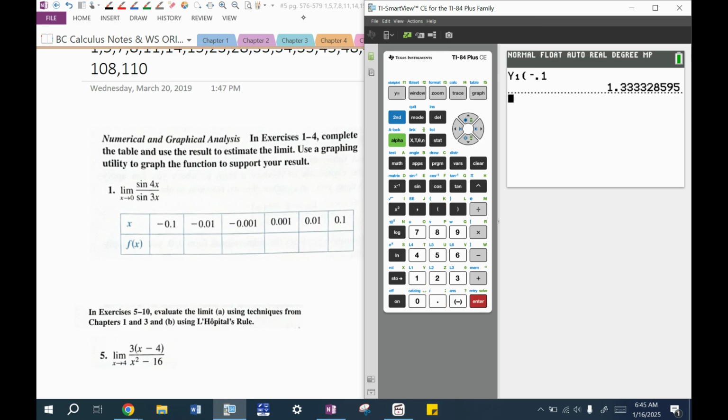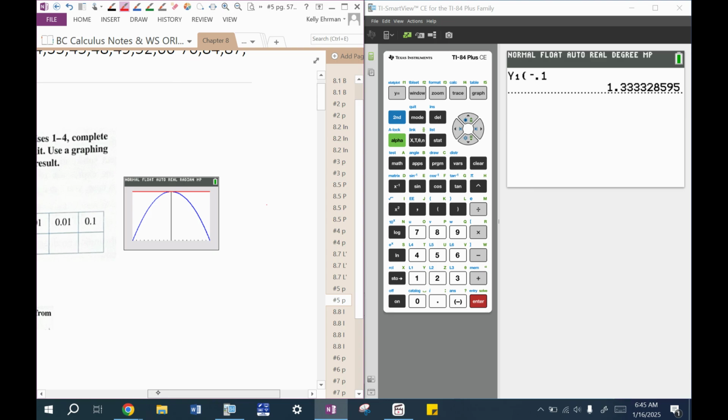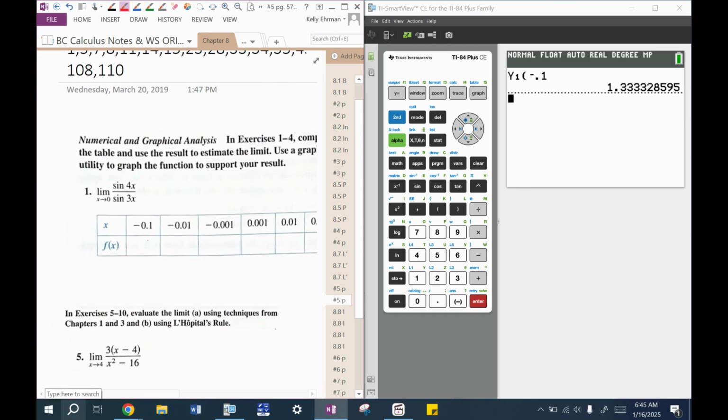And I'm going to split screen here. I'm going to round this just to 3 places, I think. Okay, and then I can say the next one was negative 0.01. Kind of same thing. If I round to only 3 places, I guess I'm kind of getting, hold on.